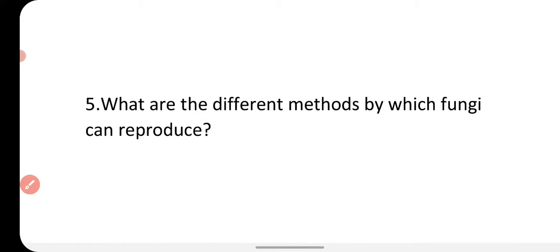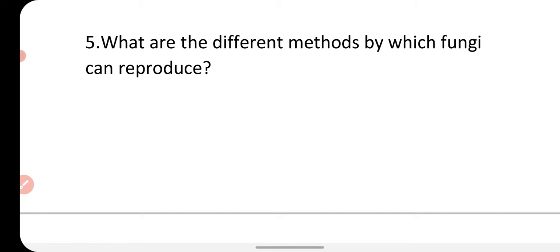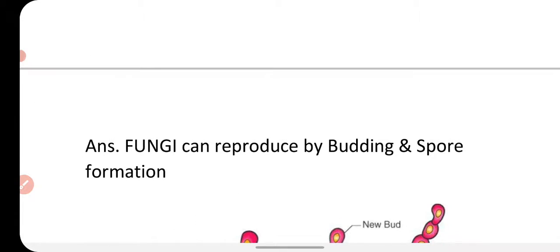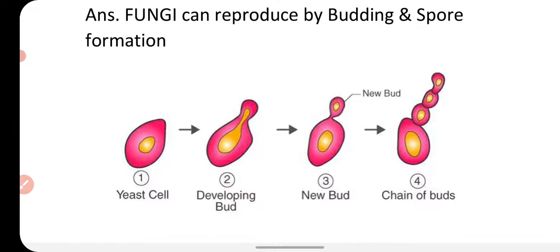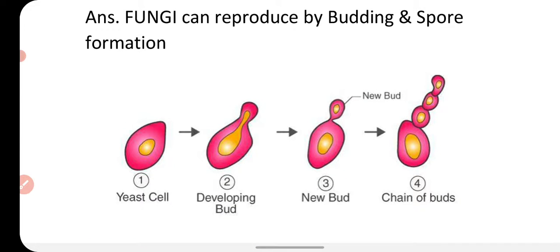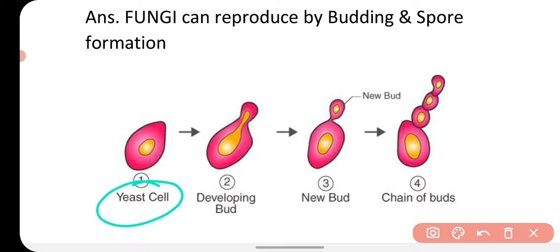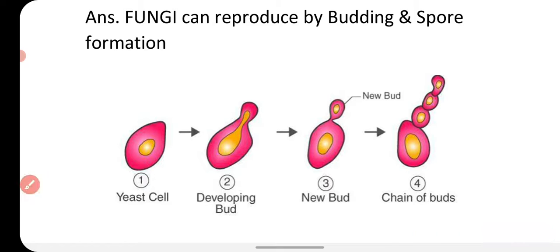Next question is, what are the different methods by which fungi can reproduce? The fungus can reproduce by several methods. The two very common methods are budding and spore formation. This is budding, a yeast cell. Yeast is a type of fungus, and it develops buds like this, and this new bud can grow into a new organism, and chains of buds can also be formed.